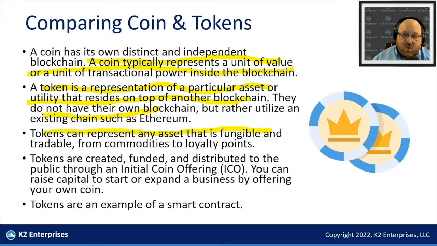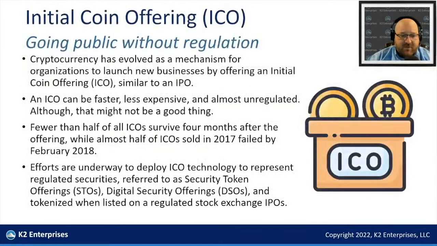Think of it as a way of leveraging blockchain technology without having to create all the underlying tech itself. It's a derivative from the primary tech. Now, tokens are created, funded, and distributed typically through what's called an ICO, or initial coin offering. ICOs are used to raise capital to expand, in the same way that you would for an IPO, initial public offering. You can use it to create something and make a company do something. And tokens, again, are an example of that smart contract.